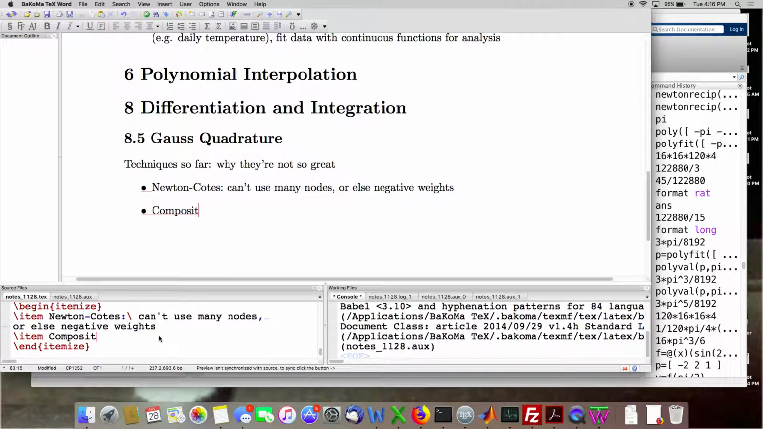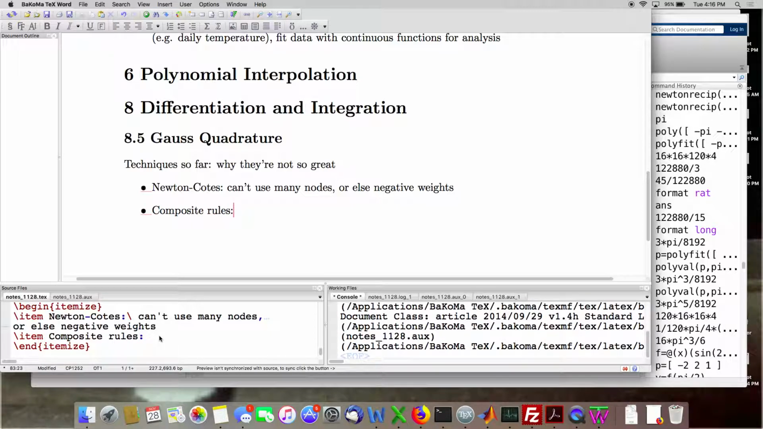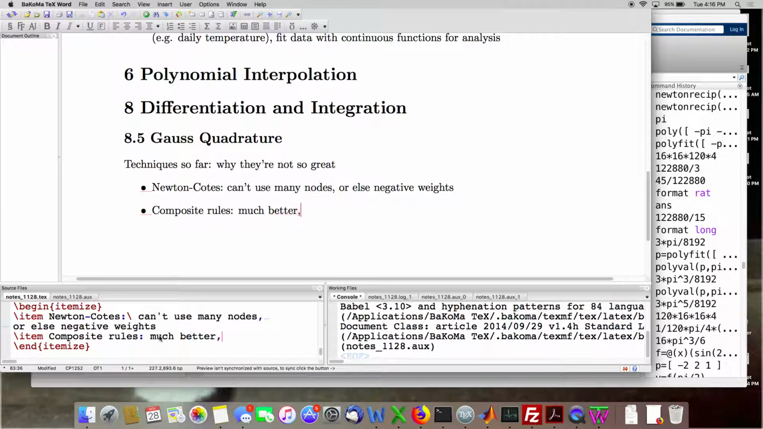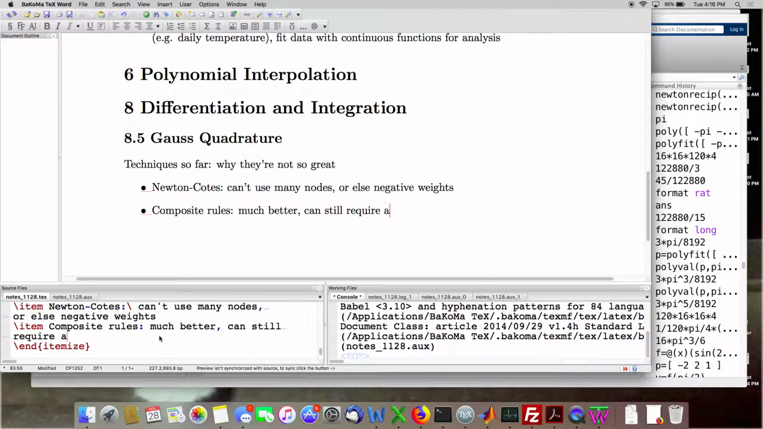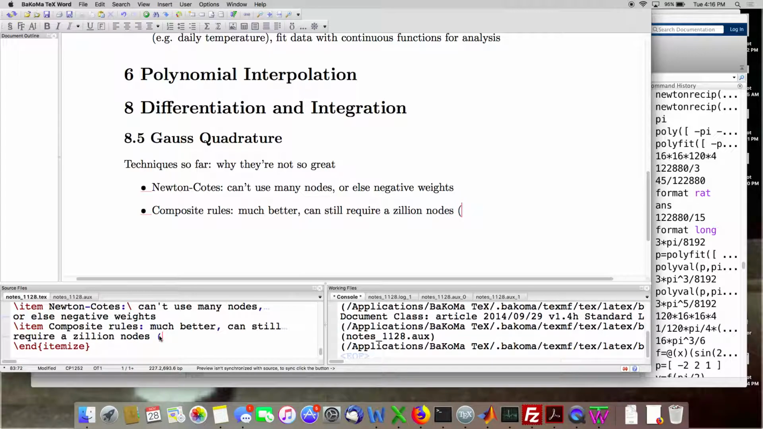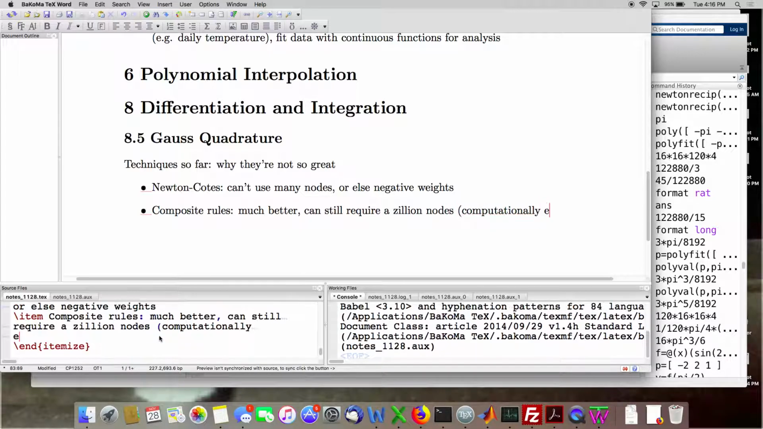And then we have composite rules. They are one way to work around a drawback in Newton-Cotes rules. But the thing is, they can still require a zillion nodes. Computationally expensive. One of my favorite examples of that, I've mentioned this before, but we're putting it down in writing here.